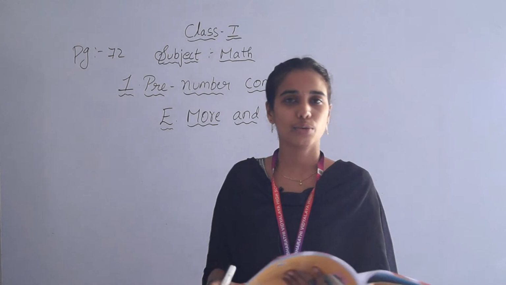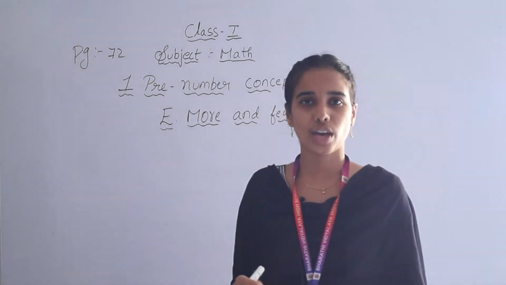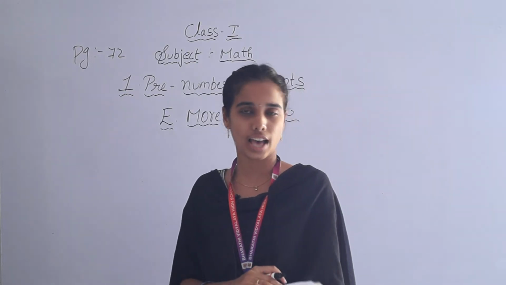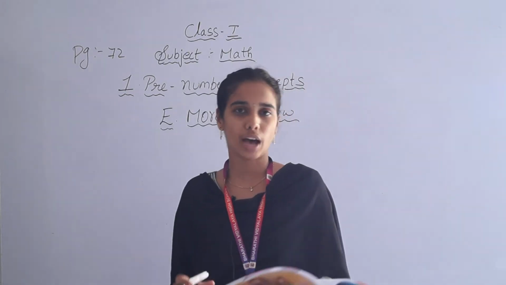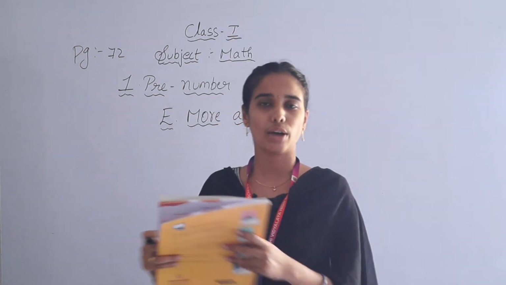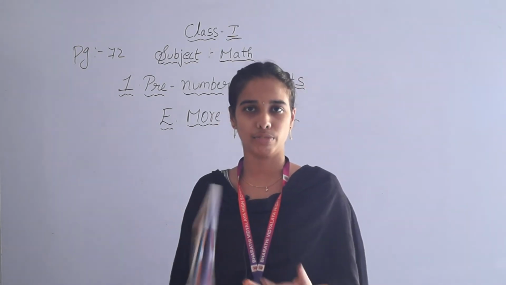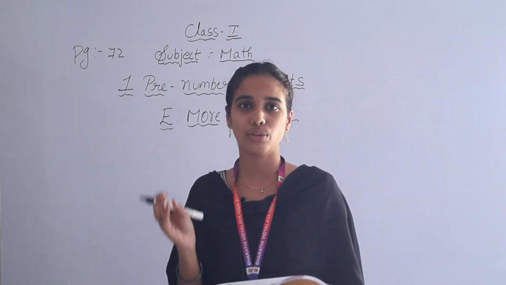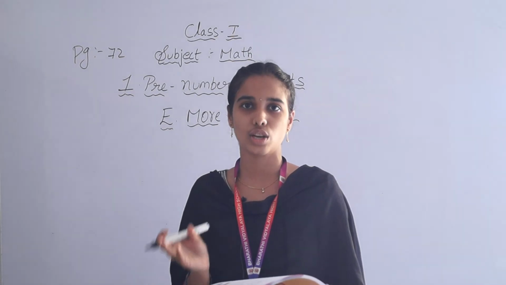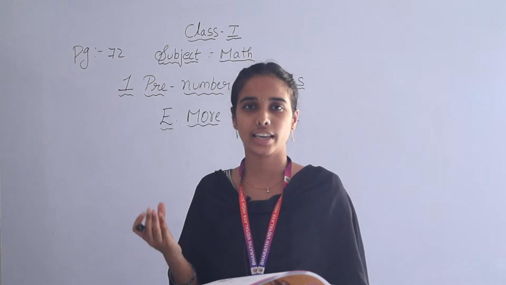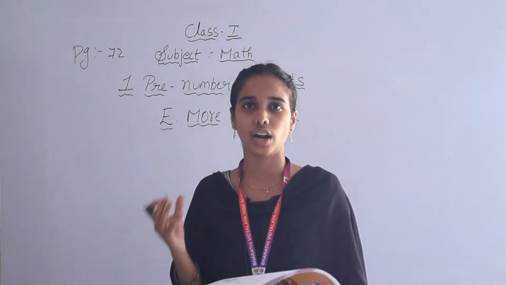So let us take one example. Suppose you have 10 chocolates with you and your friend has 5 chocolates. If I am asking one question, who has more chocolates, what do you have to tell? Ma'am, with me only more chocolates are there. That means your friend has less than your chocolates. So that less we call here as few, and the highest amount of things is called more.